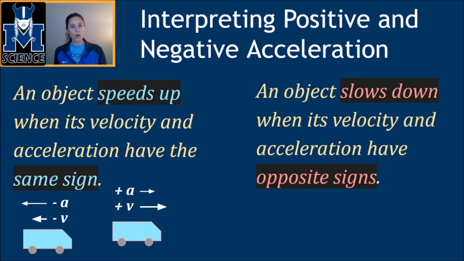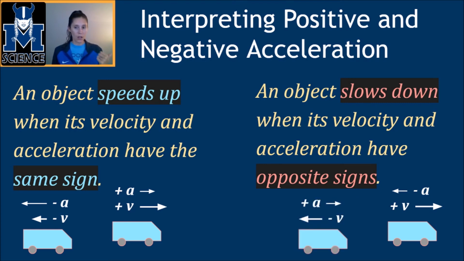An object is slowing down when its velocity and acceleration have opposite signs. So if an object has a positive velocity but a negative acceleration, then it's slowing down. Or if it has a negative velocity and a positive acceleration, it is slowing down as well. It's maybe backing up, but its backing up is getting slower and slower. It's going to come to a stop. So that would be an example of negative velocity but a positive acceleration.